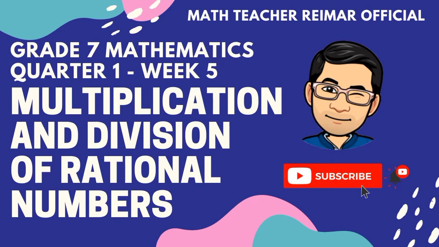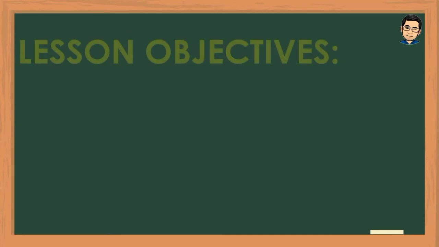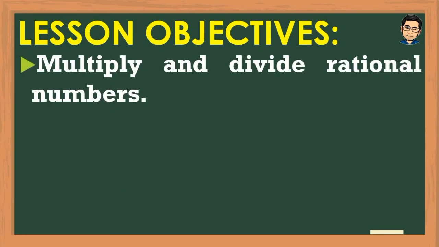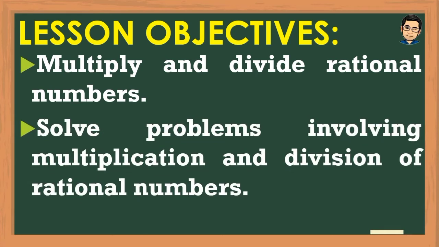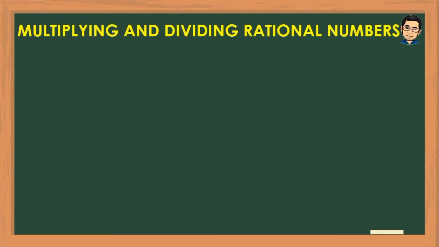After we discussed addition and subtraction of rational numbers, our next operations will be multiplication and division of rational numbers. So let's start. For our lesson objectives, we will be multiplying and dividing rational numbers, and of course, we will be solving problems involving multiplication and division of rational numbers.